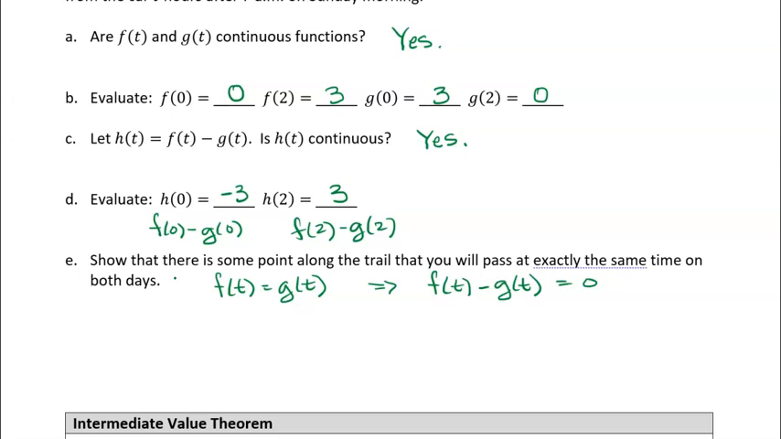So let's graph what h of t must look like. All we know about h of t is that h of 0 is a negative 3, so 1, 2, 3, negative 3. So we're down here, and h at 2 is a positive 3. So we've got to get from here to there in some way or another. And if it's a continuous function, now I don't know, it could wiggle around, do all kinds of things, but it has to at some point pass through 0.